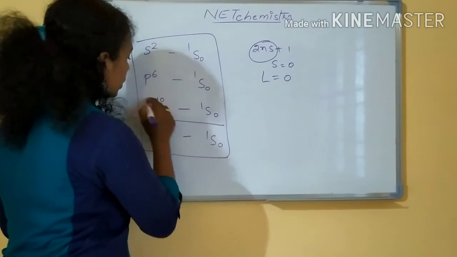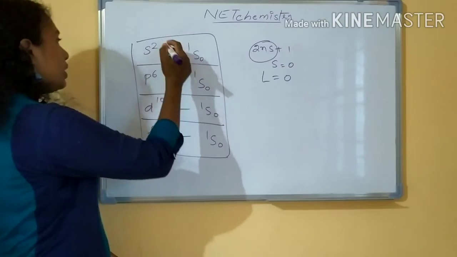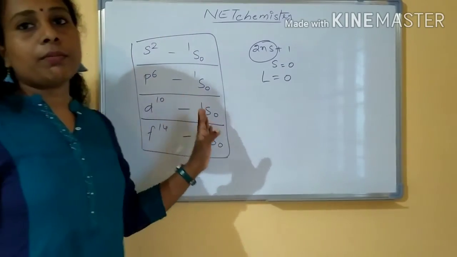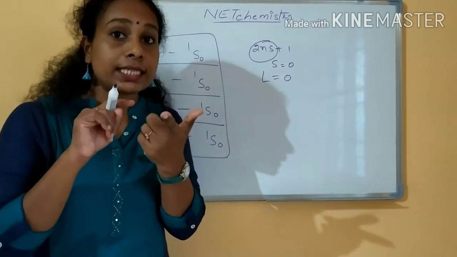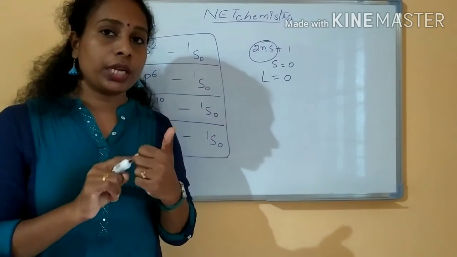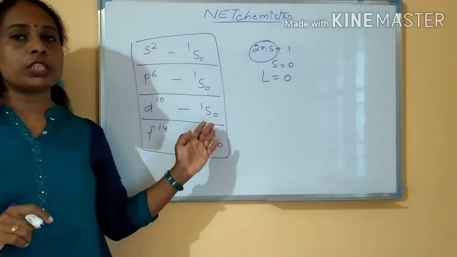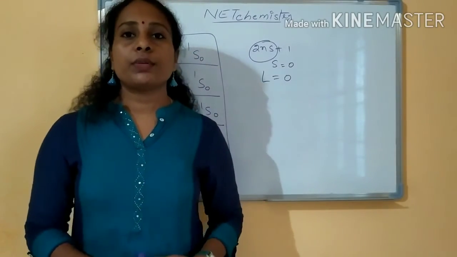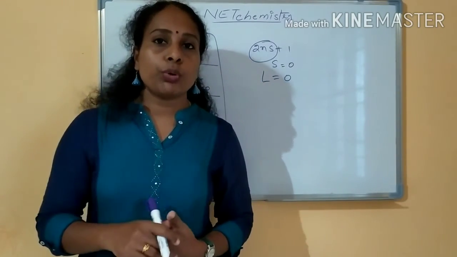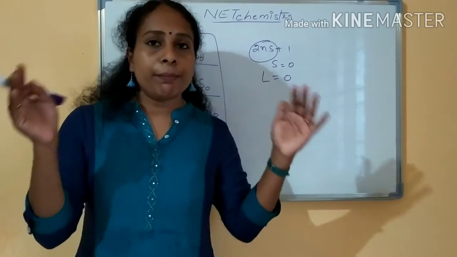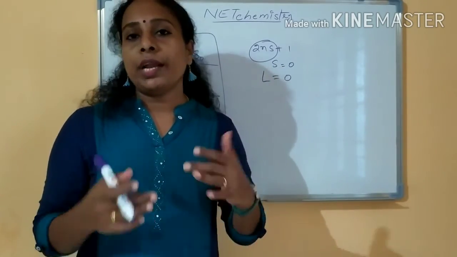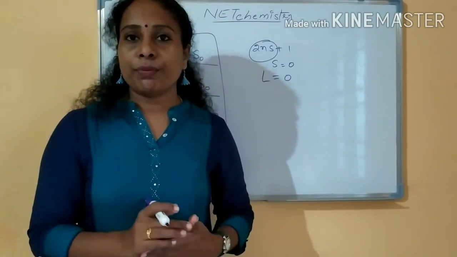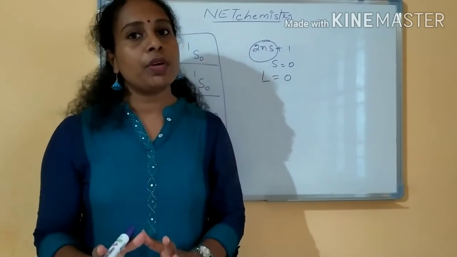This is the condition for all completely filled configurations. The ground state term symbol for a completely filled orbital, s2, p6, d10, f14, will be 1S0. Clear for you? Next is the molecular term symbol. See, I am not dumping all things together. I am just saying one by one for term symbol. I don't want you people to get confused, which is why I am taking it one by one.